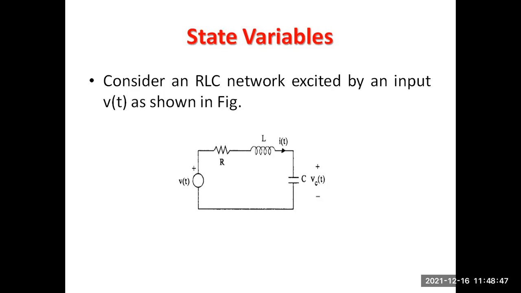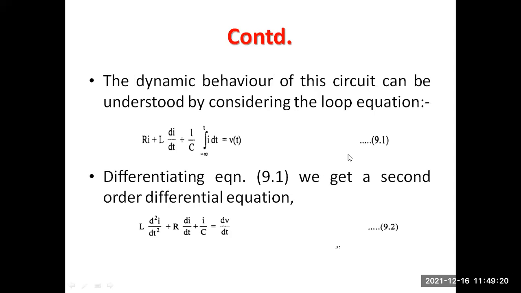Now the state variables. Consider an RLC network excited by an input v(t) as shown. Let us understand what the state variables are and how state space analysis is carried out. Consider a simple RLC circuit: a resistance, an inductor, and a capacitor. The current through the inductor is i(t), the series current, and the voltage across the capacitor is Vc, supplied from a source v(t). The dynamic behavior of this circuit can be understood by considering the loop equation. This is very useful.